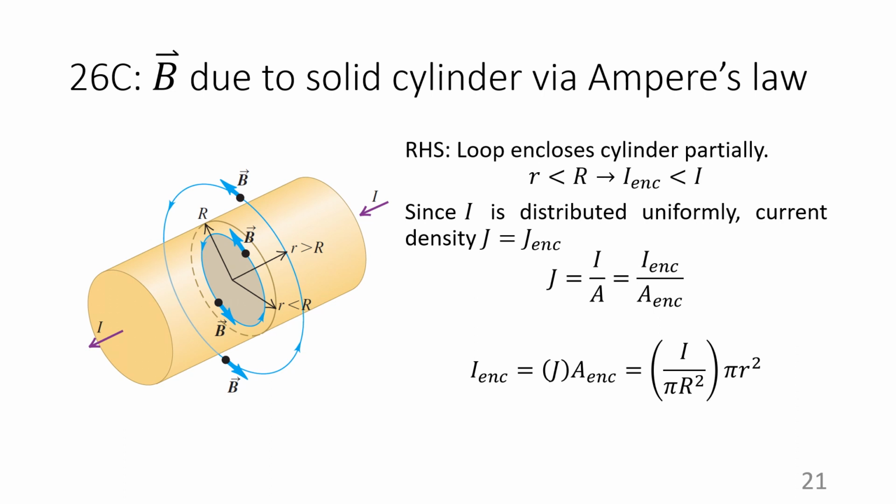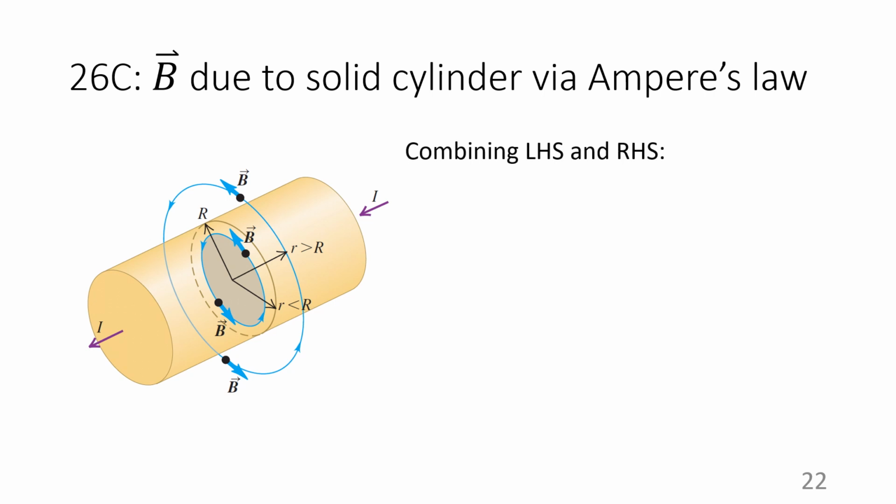The nice thing about this equation is I can cancel out the pi's, and then I can already combine the left-hand side and the right-hand side. So, well, before I do that, I'll express the complete right-hand side of Ampere's law as mu naught times I enclosed is equal to mu naught times I times small r squared divided by big R squared. Combining the left-hand side and the right-hand side of Ampere's law, we have the following. B times 2 pi r is equal to mu naught times I times small r squared divided by big R squared.